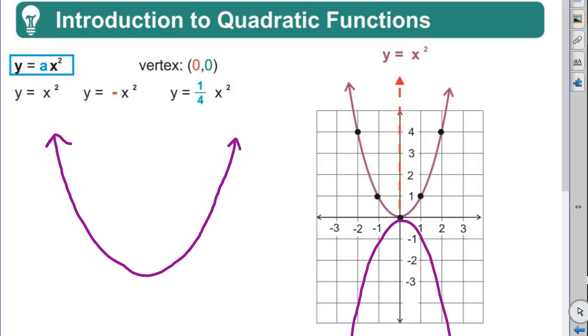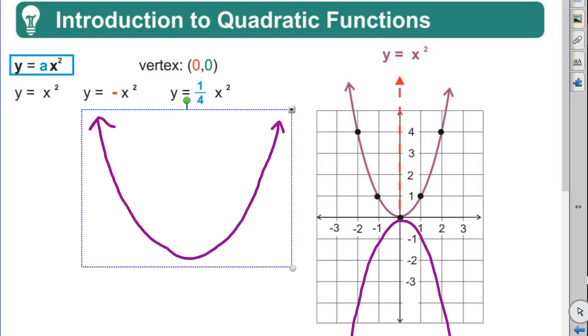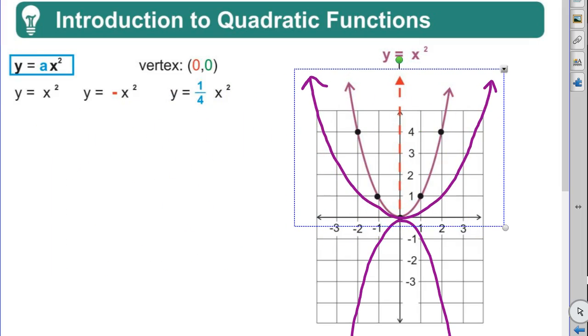And then the last thought here, what if you had like a 1/4 for the value of a? Now again, this is a minimum because the 1/4 is positive, but it's going to make the parabola wider. Some like to say flatter. So, and that's actually this one right here.